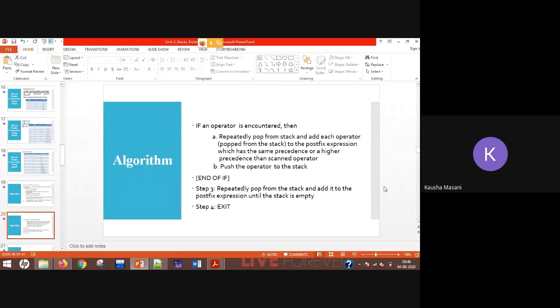And at the end, when the scanning process of each and every element in your expression is over, and still in your stack there are some operators remaining, then you have to perform step number 3. That is, repeatedly pop out from the stack all the remaining elements, or you can say all the remaining operators. Then you exit from the function. So this is your algorithm.